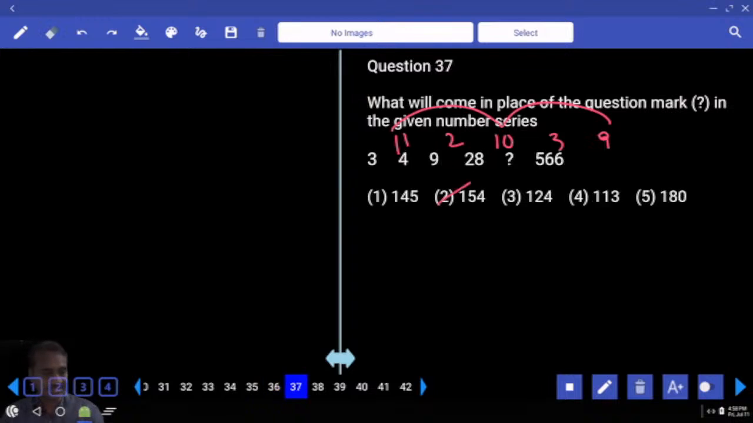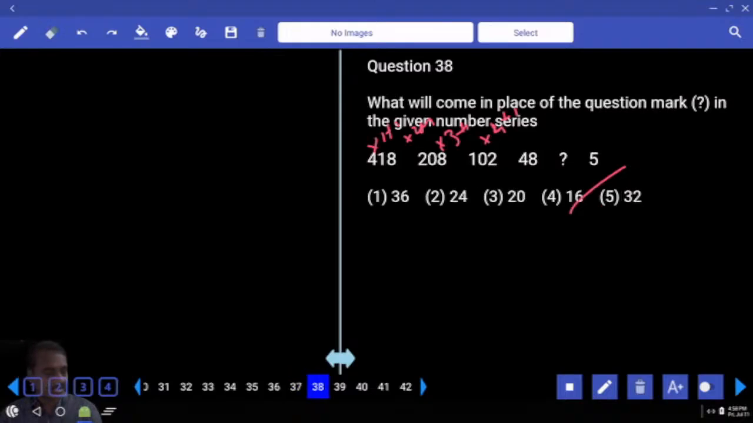Then next one, question number 37. How much happens? 3 into 1 plus 1. Make it 9 into 3 plus 1. Here it is into 2 plus 1. Then it is into 4 plus 1. 8 into 4, 32 plus 1, 33. Last digit 3, choice 4.